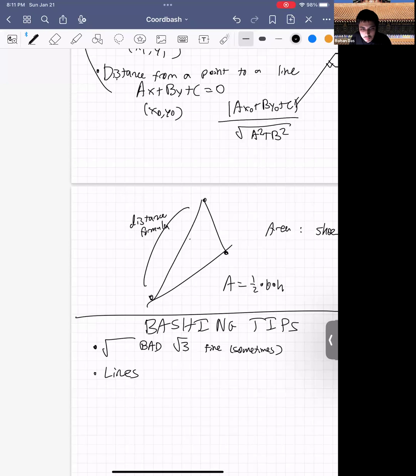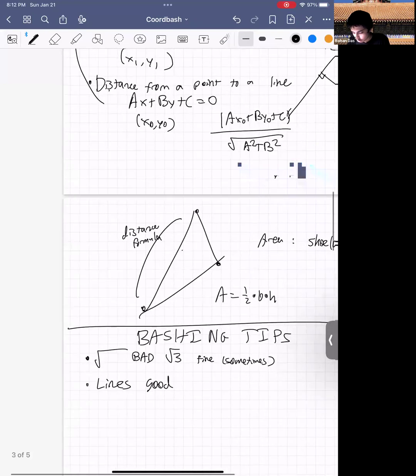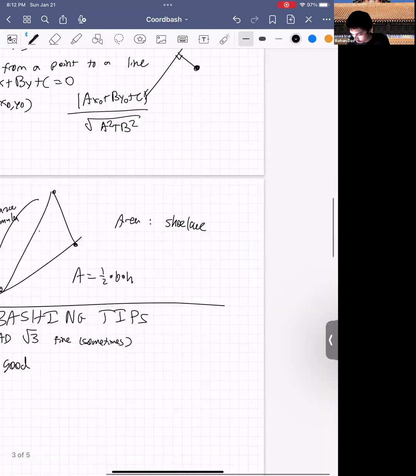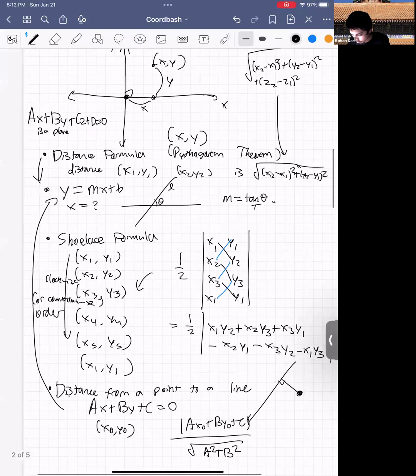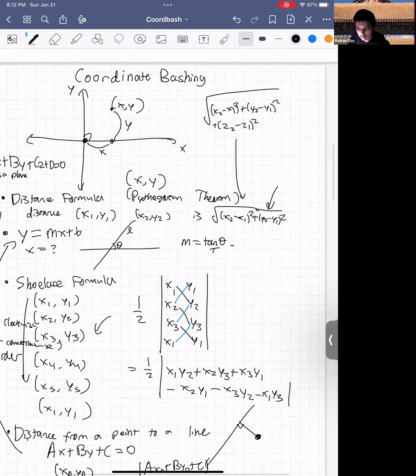Lines are good. And this is because they're just linear equations, and you can get messy rational expressions if you have to keep intersecting them, but these usually don't become too ugly. And I should also mention the equation of a circle can be found basically by the distance formula. You have a center (h, k), and you have that this distance is equal to some r, and then you square both sides to get the equation of the circle.